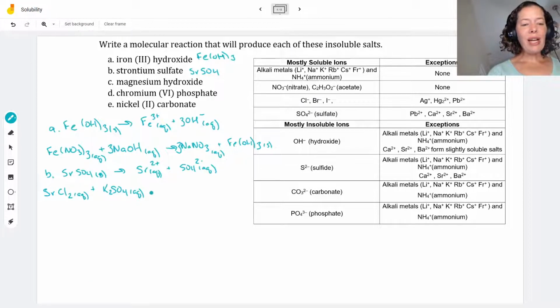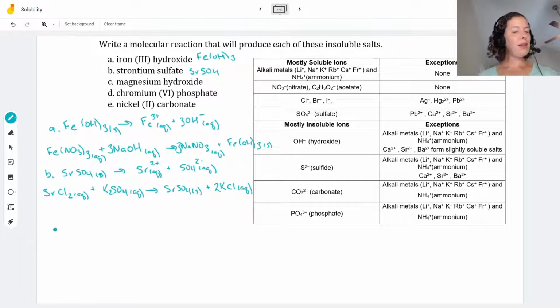So you can see if I react these two together, then I am going to get my strontium sulfate, which is insoluble, and I will also get potassium chloride, which is soluble. And if I balance this, that is already balanced. So that is the molecular reaction that I need for this insoluble salt.